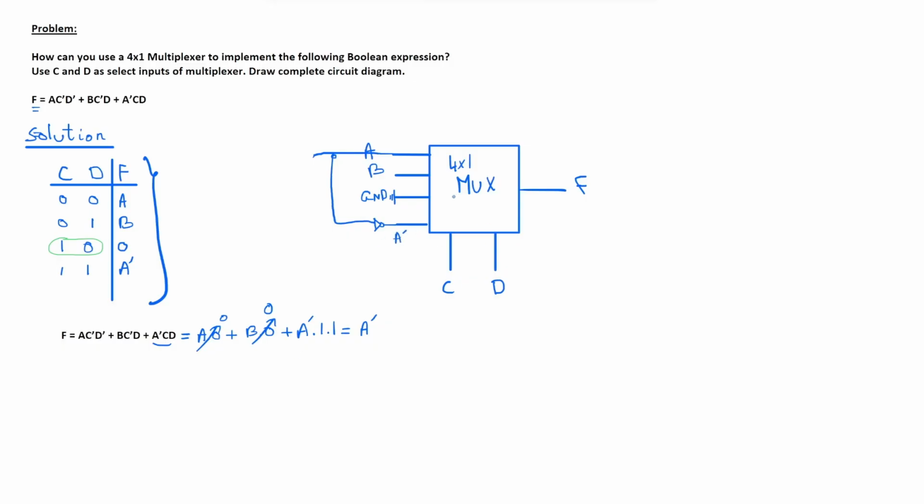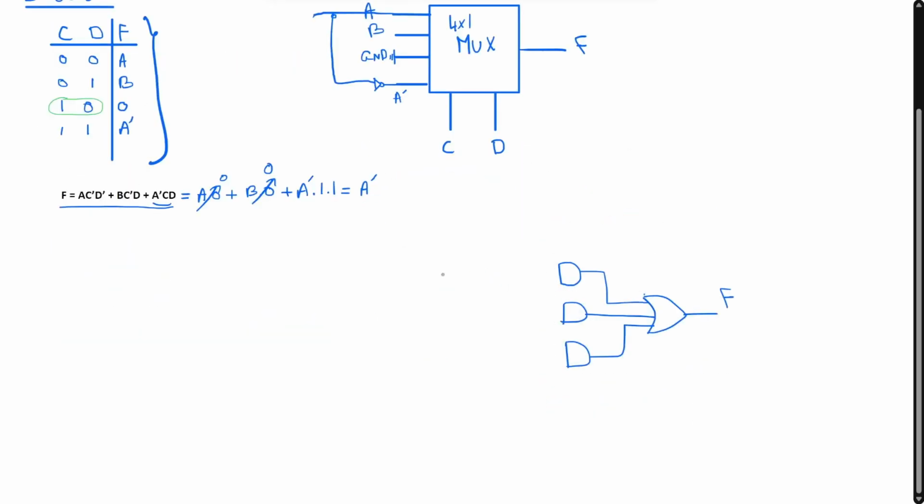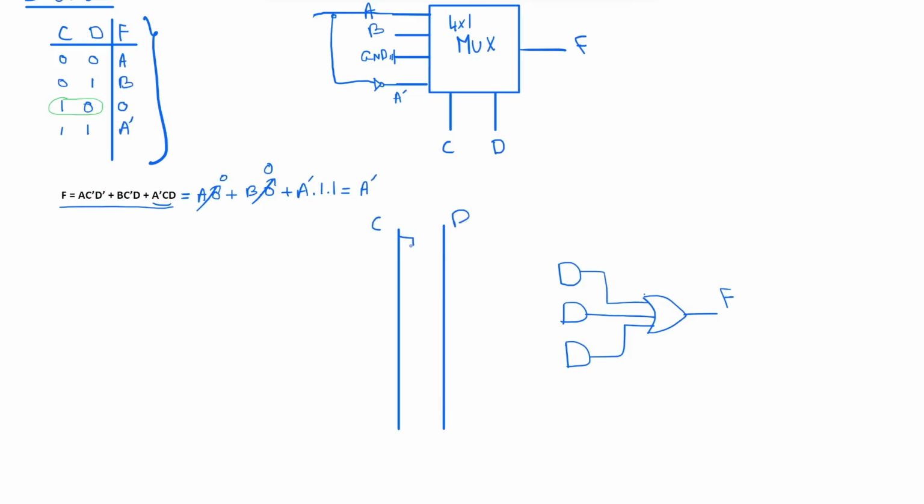About the internal circuit of this MUX, we can use this Boolean expression to draw it. So we need an OR gate. The output is F. And then since we have three terms, we need three AND gates. This is 1, 2, and third. For our select lines, we have C and D. And then we can get C prime by using a NOT gate. Now we can just connect everything.